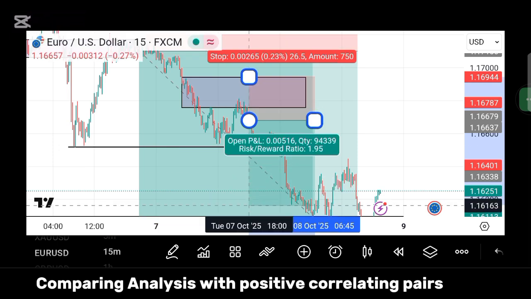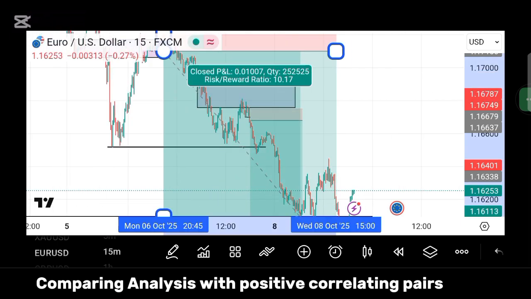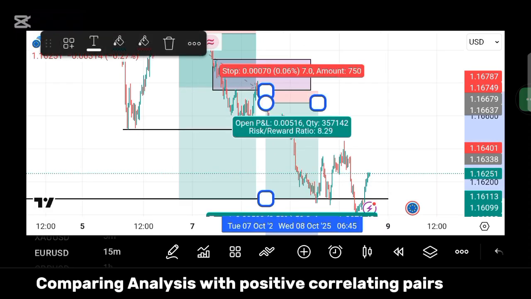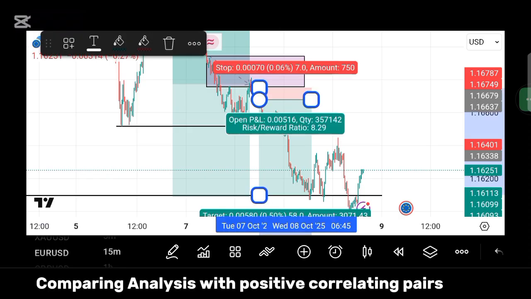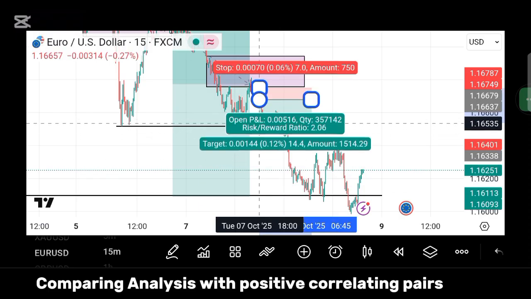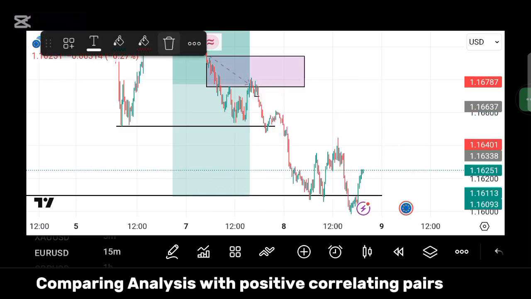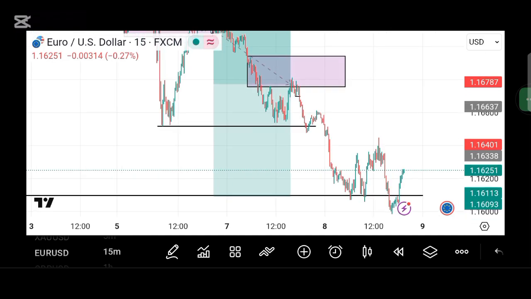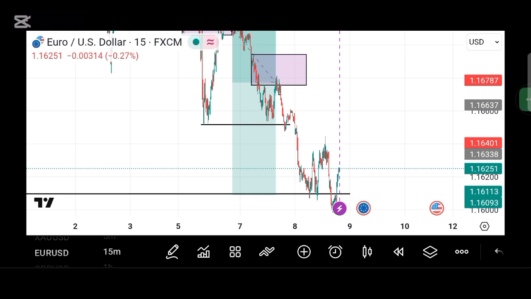So I knew that I might not be sure of holding this trade from here down to here. The highest I wanted to trade was from that level to this low, so I did not enter this trade. I went to the other correlating pair, which is GBP USD. Let me show you GBP USD.